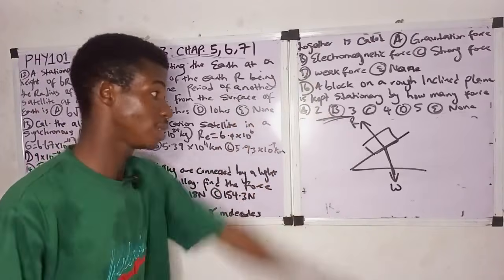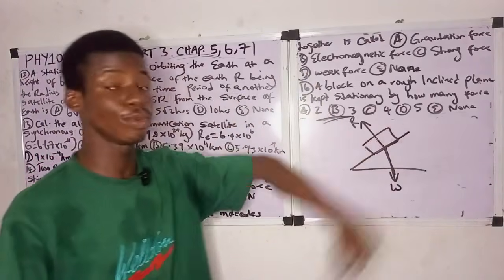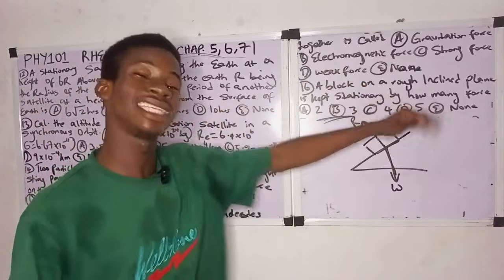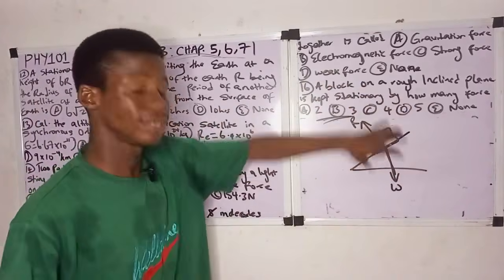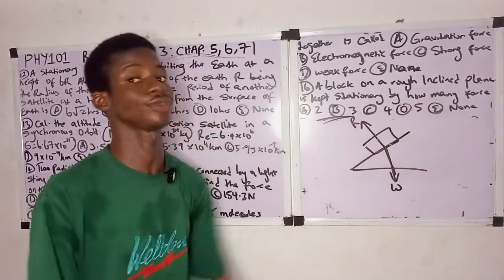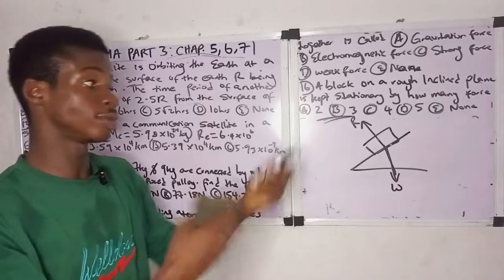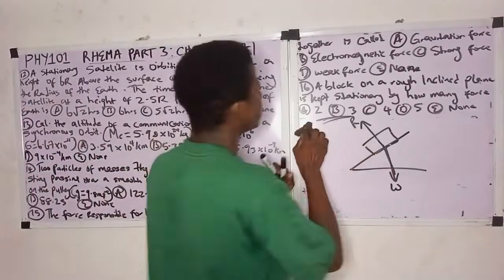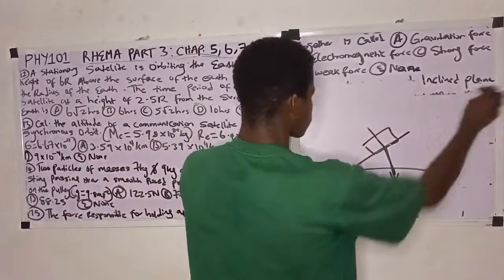The reaction force, the weight, and then normally the block has the tendency of sliding down the slope, right? Therefore, there's static friction as well, to keep the block from moving. So it's 3 forces, and the answer is B. Then move to the next question.